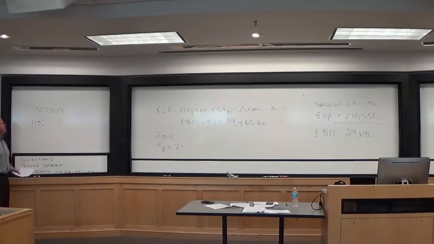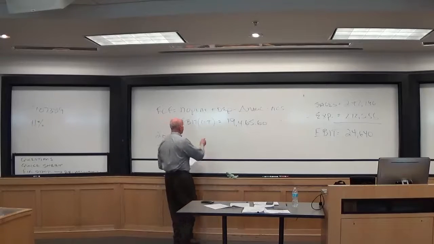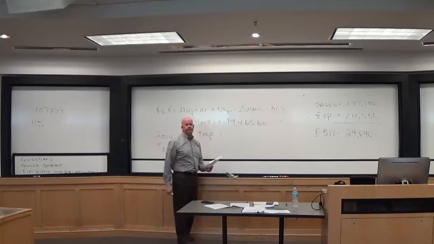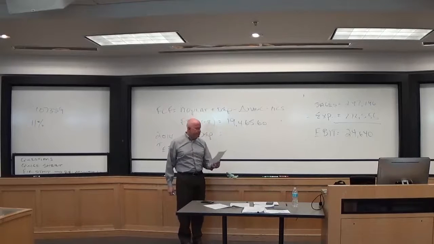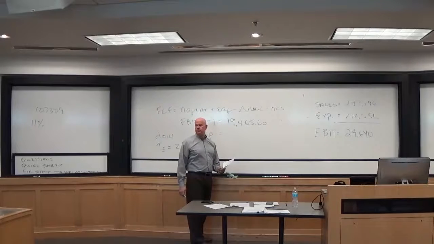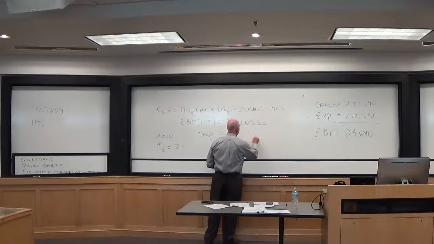Okay, so we got EBIT. Let's go ahead and add depreciation to this. Where do I find it? Where is it? It's an expense. How much is it? 3.89. Okay, that was simple.